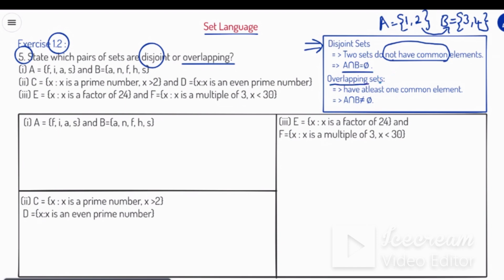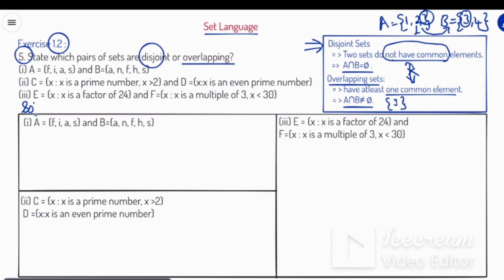Now overlapping sets. Overlapping sets are the opposite of disjoint sets, which means they have at least one element common. Suppose this has 3, so 3 is here, 3 is here. So they have at least one element common, then A intersection B is not equal to phi, we write it as {3}. So those are called overlapping sets. They can have more than one also, like they can have 4. But the main thing is at least one, minimum one should be there. So that is the meaning of disjoint and overlapping sets. With this quick recap, let us go to the questions.